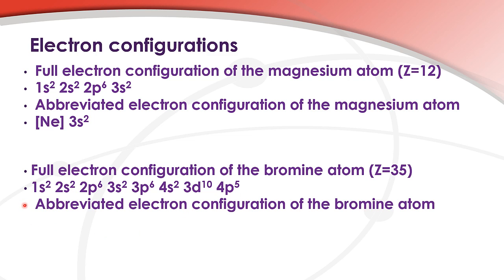So next we look at the abbreviated electron configuration of the bromine atom. The noble gas we're going to choose is up until 3p6, and that is argon. So square brackets Ar, that represents the electron configuration of argon. And then we start with 4s2, 3d10, and then 4p5.